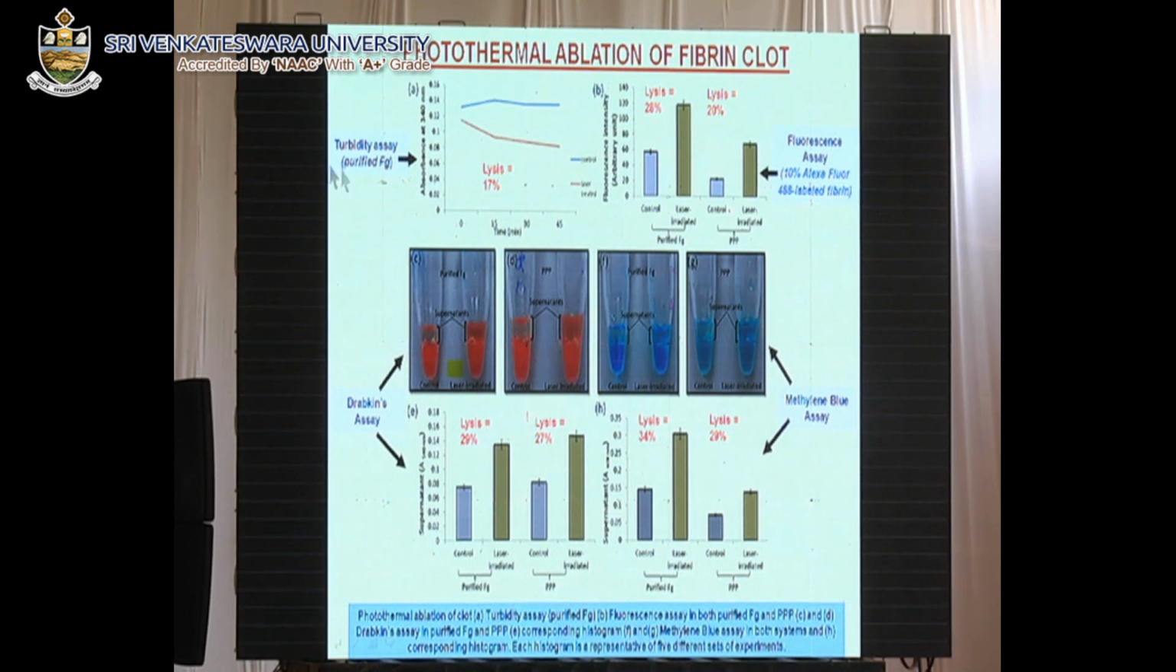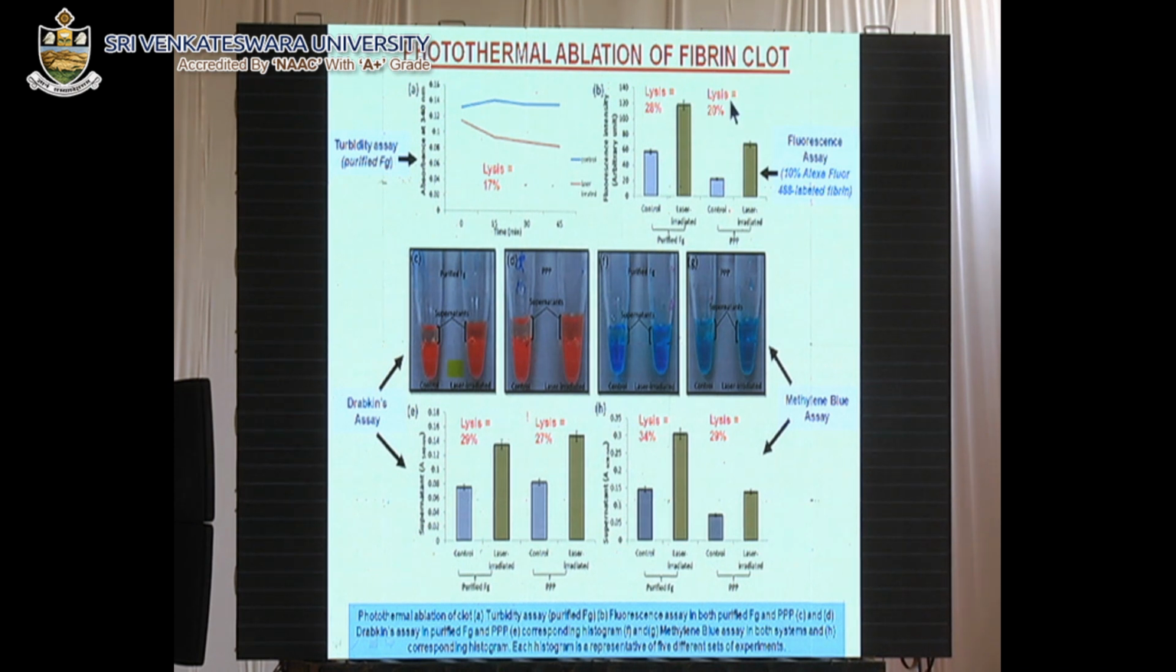I am not going to discuss all these tests. We used a turbidity test at 340 nanometer. We used Alexa Fluor labeled fibrinogen that we prepared and measured the release of fibrin. And we measured a hemoglobin test with RBC release. So we did different tests, and you see that we have documented how much percent lysis there is. There is nearly 20 to 30% lysis if we apply heat.